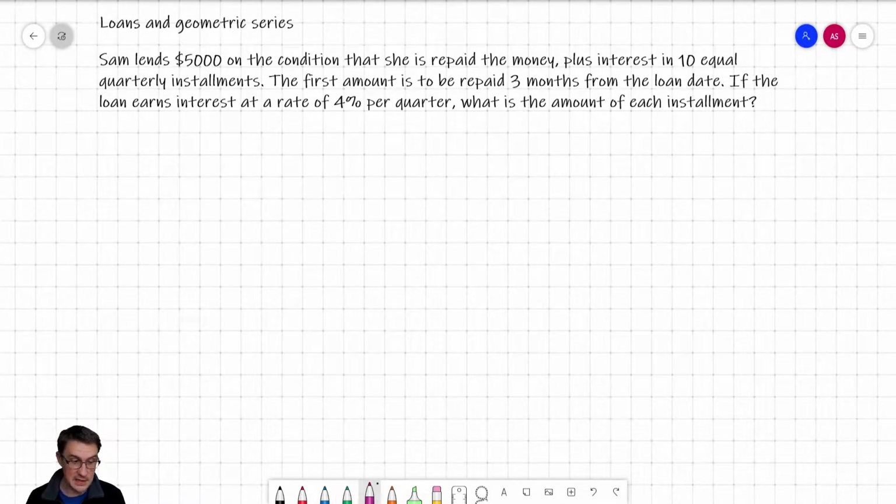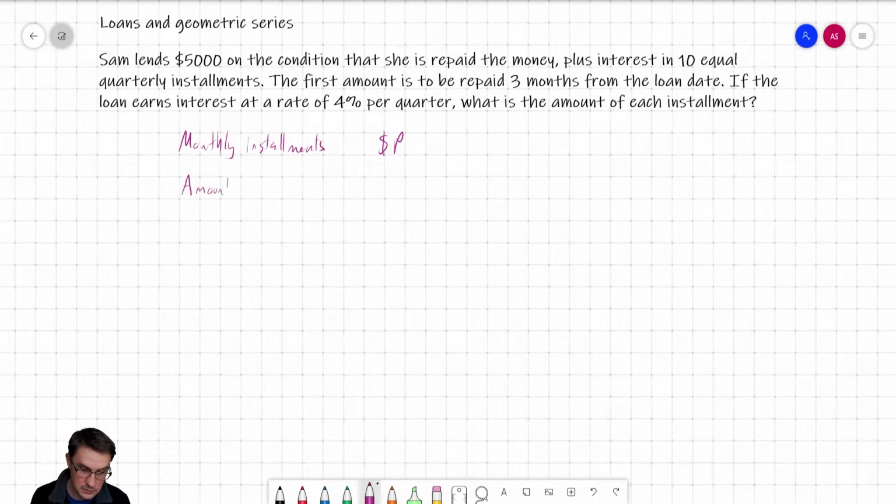So as we go to answer this, first of all, let's define our installments. I want to define them as P dollars for each of them. And then the amount owing after n months, I want to define this as A dollars as well. Now, as we start this off, let's look at each month one at a time. So let's look at the first month.